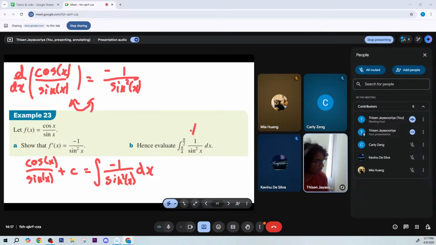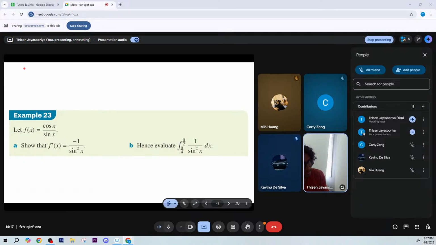And then we want it to look like this integral, which means we can either take out the negative, or we can multiply both sides by negative. So here, if I take out the negative, this becomes positive. So we have negative the integral of 1 over sine squared x. And then I have negative 1 over sine squared x dx equals cos x over sine x.